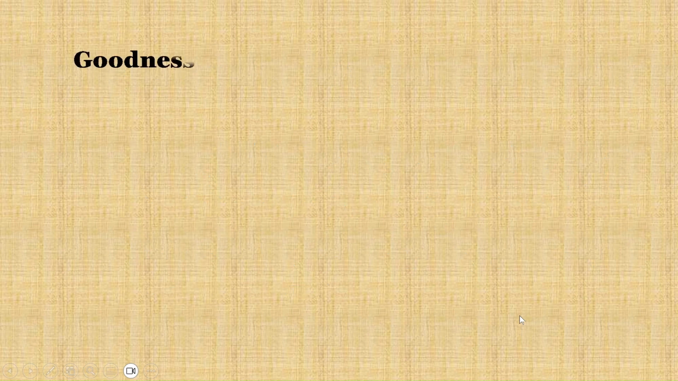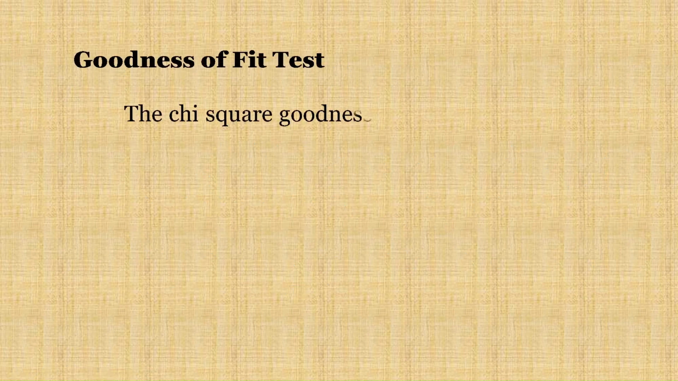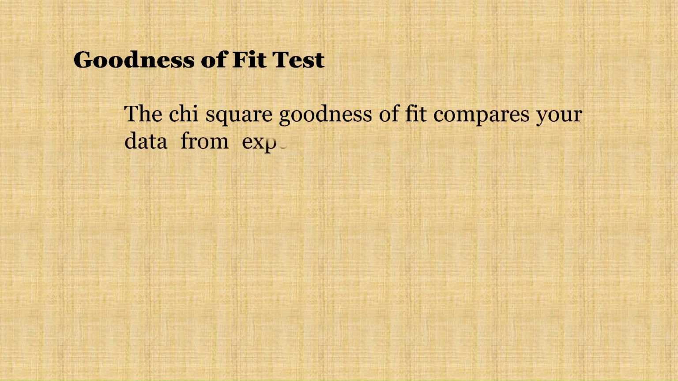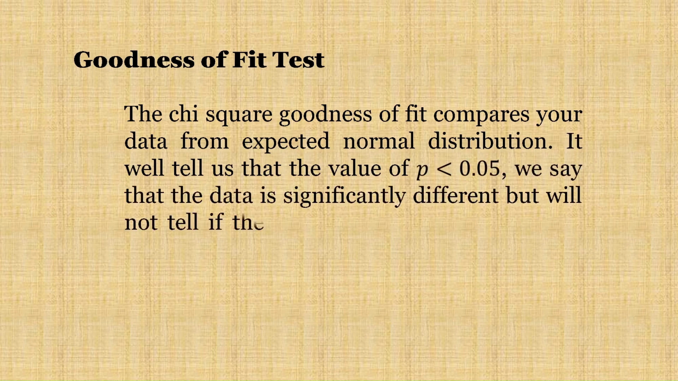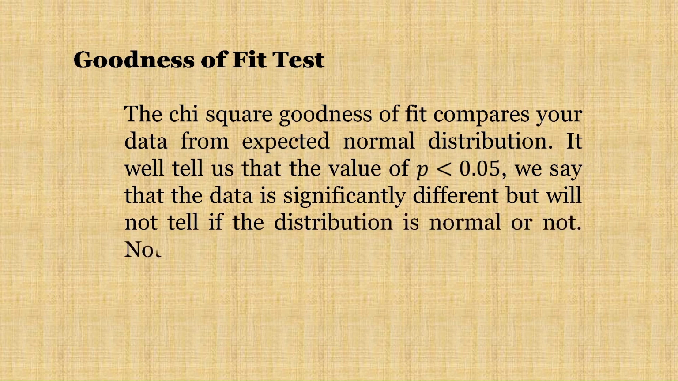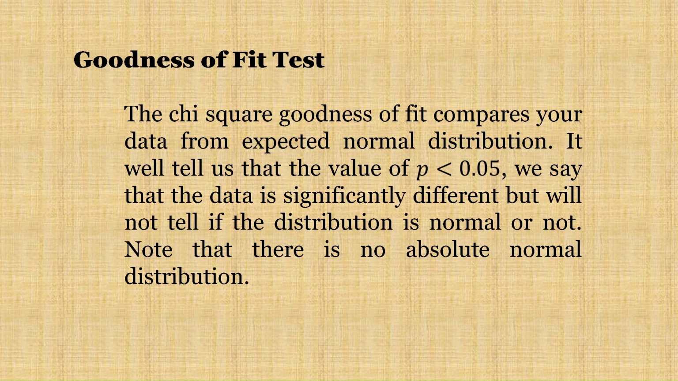Goodness of fit test. The chi-square goodness of fit compares your data from expected normal distribution. It will tell us that if the p-value is less than 0.05 or 5%, we say that the data is significantly different but will not tell if the distribution is normal or not. Note that there is no absolute normal distribution.